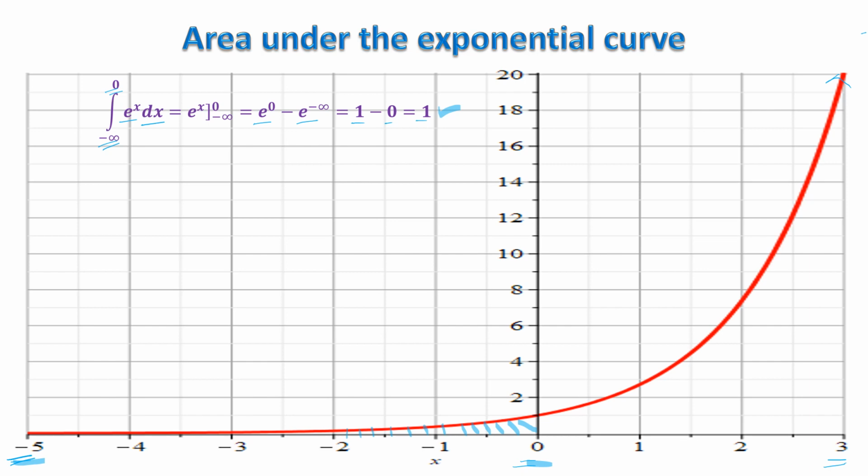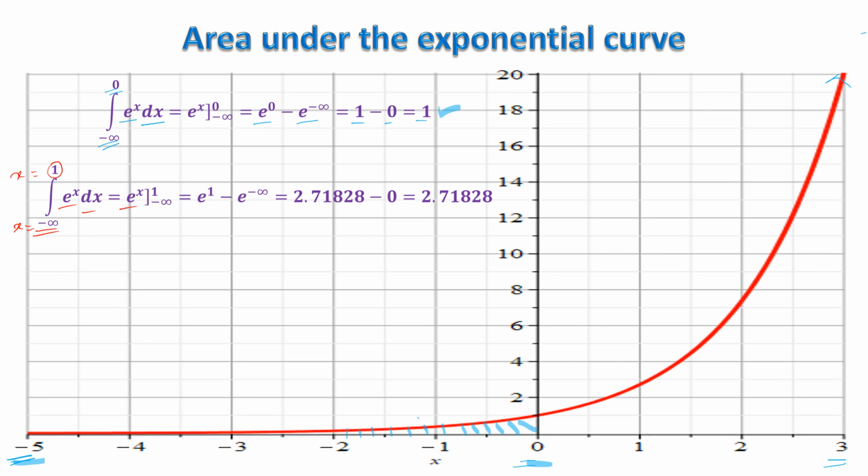Now let us consider the second case, wherein we have integration from minus infinity to 1. This time we are starting from minus infinity. It has 0 y value, and we are going up to x equal to 1. So x equal to minus infinity to x equal to 1, e to the power x dx.